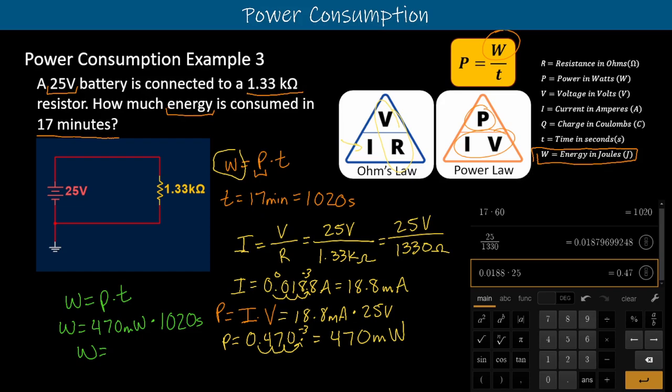So let's plug that into our Desmos here. 0.47, that's our power value. We'll multiply that by 1,020, and then we are given our work in joules.